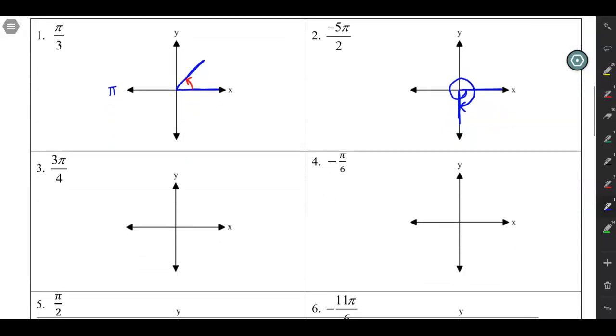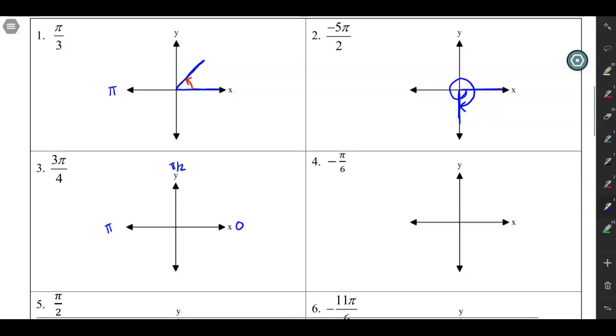All right, in number 3, I'm sketching 3 pi over 4. Okay, so let's remember that straight up and down is going to be pi halves, and then to the right is pi. Of course, over here is 0. So I'm looking for 3 pi fourths.